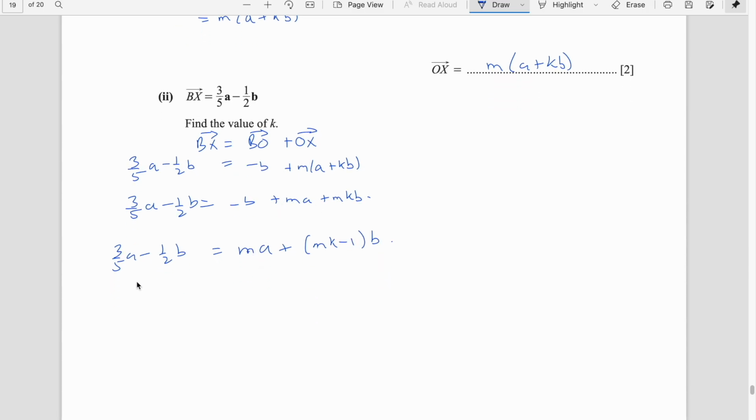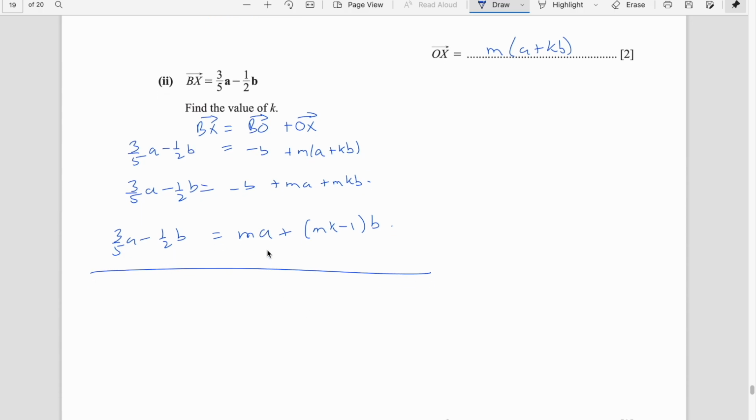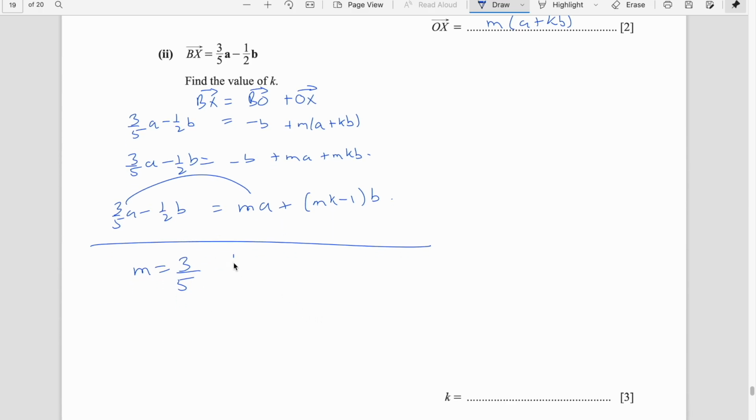Now what we can do is compare the coefficients. If I look at A only, M is straight away equal to 3/5. And for the coefficients of B we have negative 1/2 is equal to MK minus 1. So if I take this 1 on the other side, 1 minus 1/2 is equal to M, which is already 3/5, of K. So this is 1/2 is equal to 3/5 of K. So 5/2 is equal to 3K, and 5/6 is equal to K. So K is 5/6.